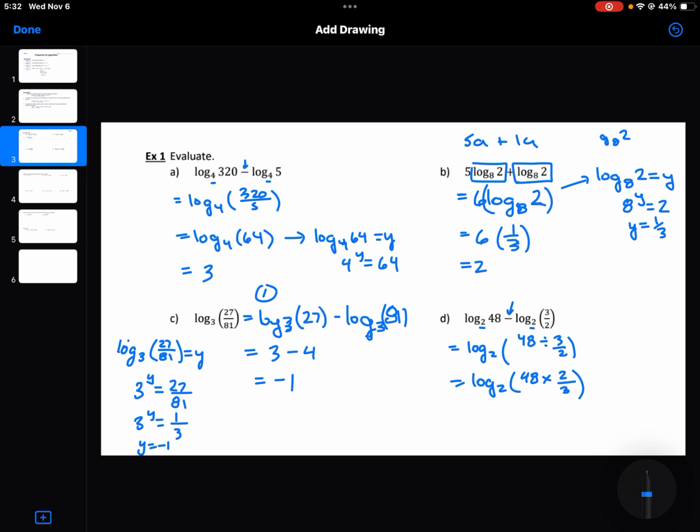I am going to reduce this first so that it gets a little bit smaller for me. 48 divided by 3 is 16. So that leaves me with log base 2 of 32. I'm going to change this into exponential form to be able to evaluate this. So 2 to the exponent y equals 32. And I think we had this expression yesterday. I know that y has to equal 5, and that means that the value of my logarithm is equal to 5.